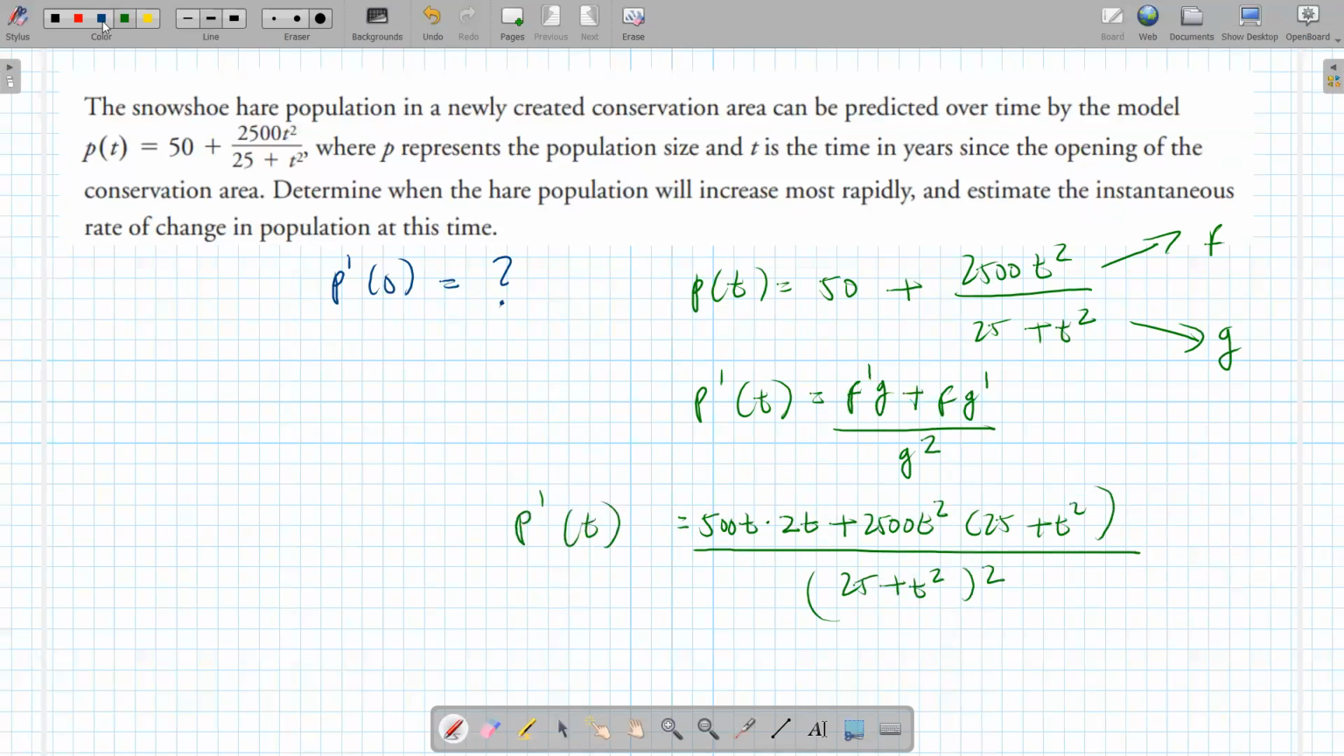There we go. This is p prime of t. And we're trying to find when the slope is the steepest. We know from the graph that it was at the very beginning. It was almost vertical. So we're going to find p prime of 0. Now look at this. 5000 times 0 is a 0. So this entire thing disappears, right? What about this expression? What does this evaluate to?